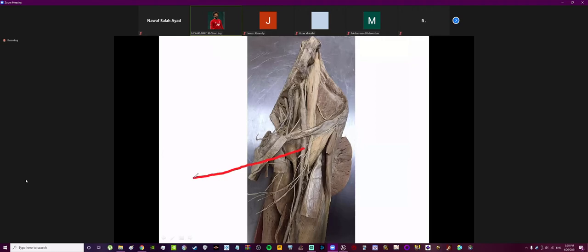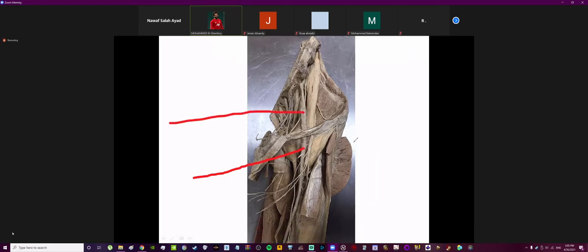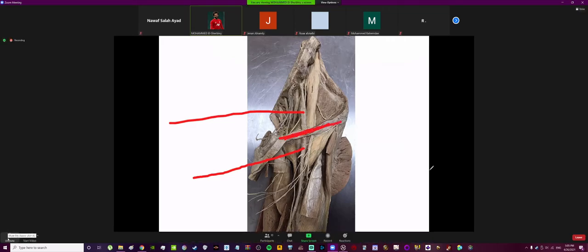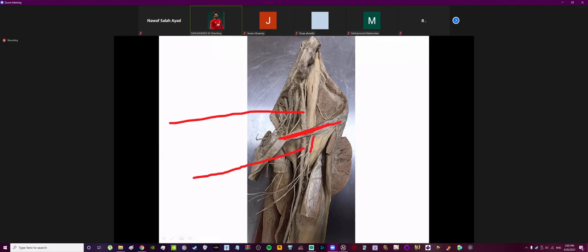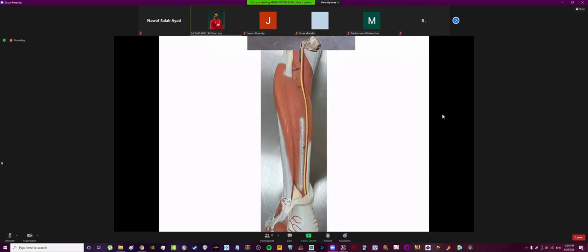Identify this artery. Femoral artery. Identify this artery. External iliac artery. Why? Because this is the inguinal ligament. Yes. And this is the femoral nerve, lateral to the artery. Femoral nerve.